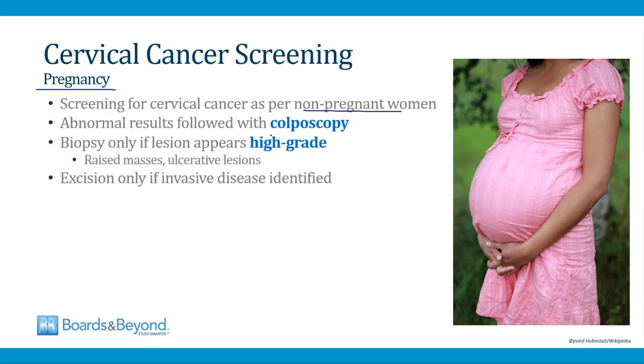Abnormal screening tests are followed up with colposcopy, but a biopsy is done only if the lesion appears high grade. So if the lesion has findings like raised thickened masses or ulcerative lesions, and these suggest a high grade cervical lesion, then you would perform a biopsy. Otherwise, biopsy is not done because it could put the pregnancy at risk. And then beyond biopsy, excision with conization is only done if invasive disease is identified. Otherwise, you monitor the woman throughout pregnancy and do further evaluation and testing after the baby has been delivered.